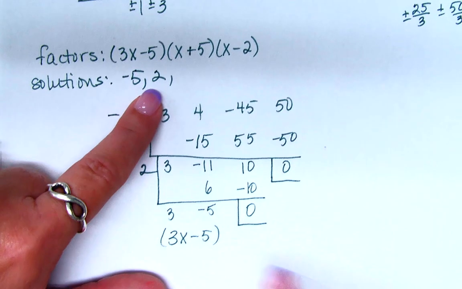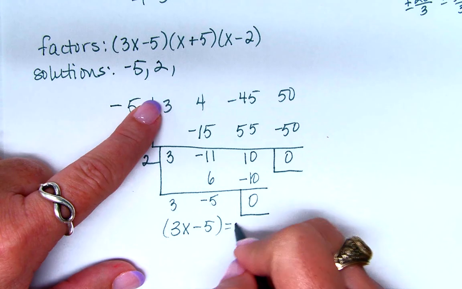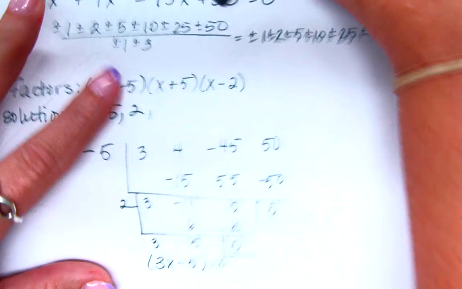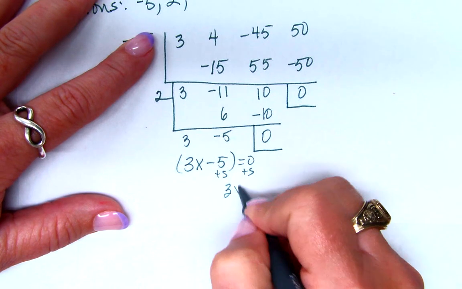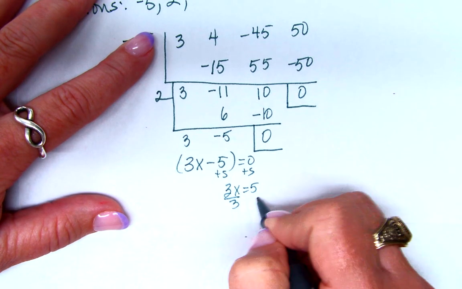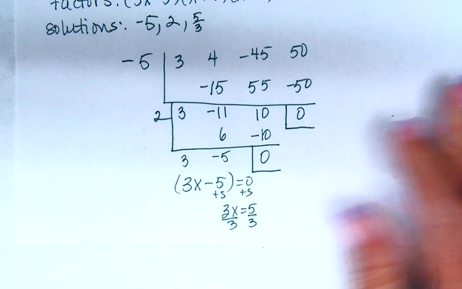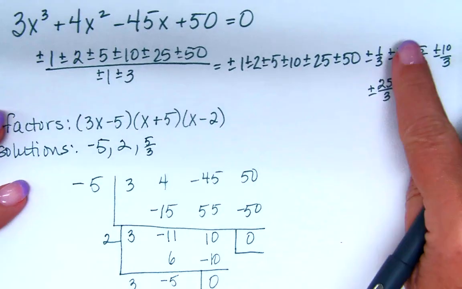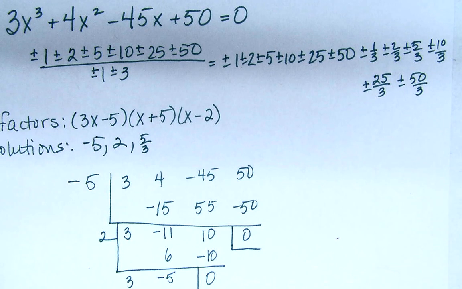Now, to get my other solution, tell me again, what do I do with this factor? Make it equal to 0. So, good. It's going to be x equals 5 over 3. So 5 over 3. That's one more solution. Yeah, it is. It's one of the things on my list of the possible solutions, isn't it? And it's positive. Any questions?